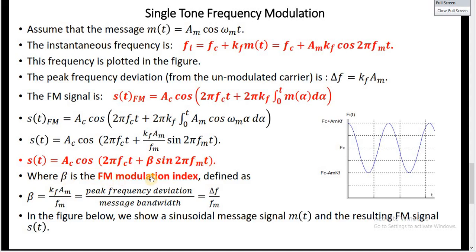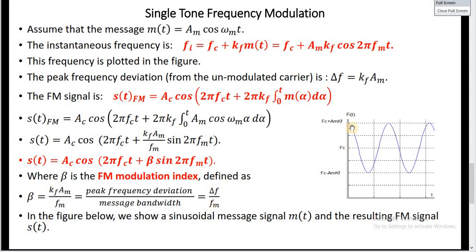Beta is called the FM modulation index and is defined as the peak frequency deviation divided by the message bandwidth or the message frequency. So beta is by definition equal to this delta f divided by the message frequency fm, or the message bandwidth.